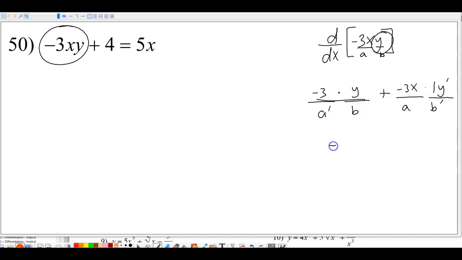Negative 3 times y is negative 3y. And negative 3x times 1y prime is going to be negative 3xy prime. Now that's not the answer to the problem, like this original question up here, number 50, but it is the derivative of this piece. So let's keep that in mind as we begin the problem. So here we go.